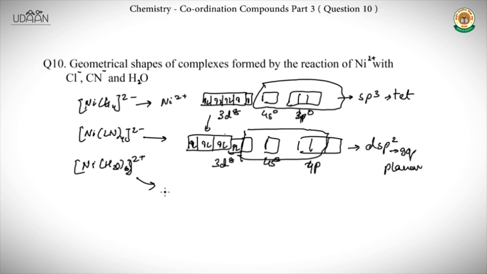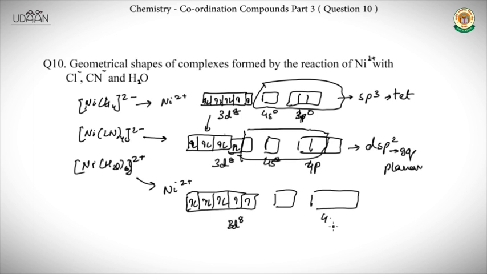And the third case is Ni2+ with a weak field H2O ligand. It is octahedral, obviously, because it is sp3d2: we will have 3d8 over here, 4s empty, 4p empty, and empty 4d orbitals as well.